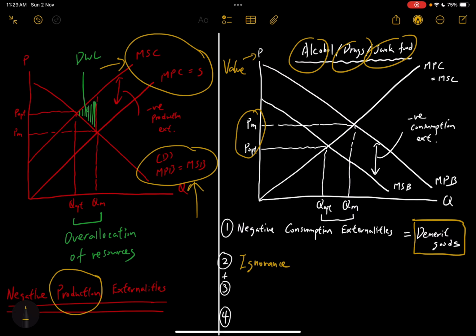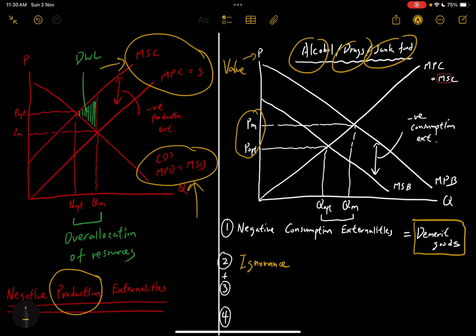Based on the last video, you know what the PM and P-opt are. PM is basically when you look at people's individual perspective, the price that they would have for that good, and P-opt is from the society's perspective, what they would get for the price of that good. But if you turn this price into value, then when it comes to the individual perspective, what would be the value of junk food to them? And from the society's perspective, what would be the value of junk food to the society?